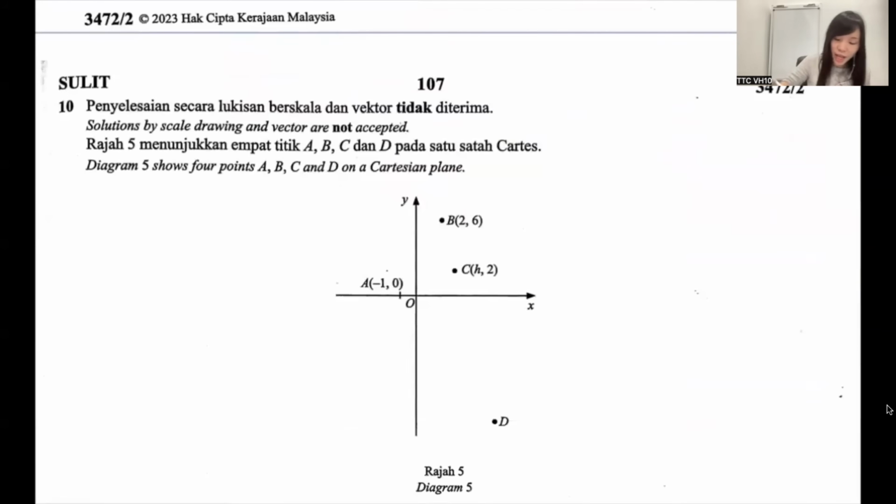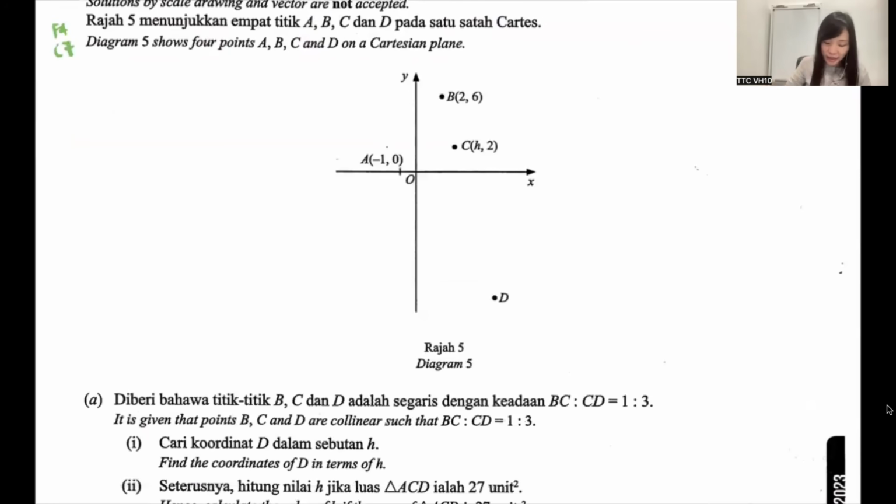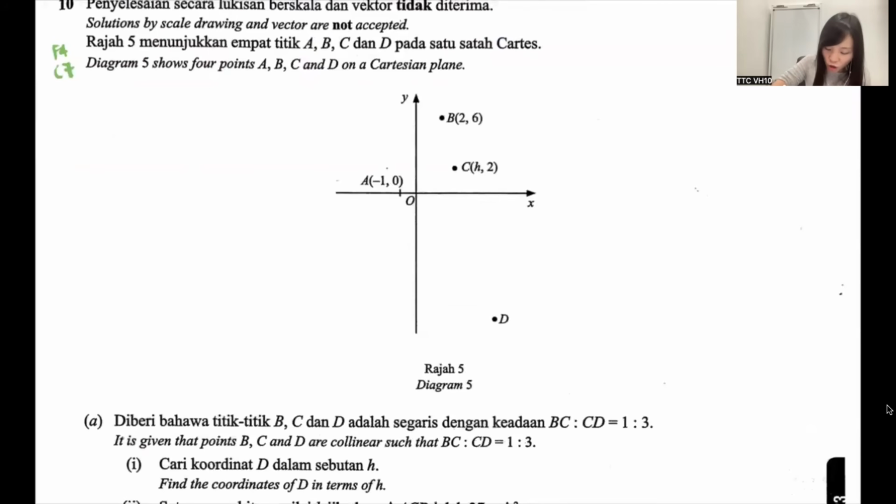Next one. Oh, I already have a feeling. Form 4, Chapter 7, Coordinate Geometry, because it hasn't come out yet, it will definitely come out here. Solution by scale drawing and vector are not accepted. So Diagram 5 shows four points A, B, C, D on the Cartesian plane. It's given that B, C, D are collinear. I hope you know collinear means a straight line. So they are on a straight line.